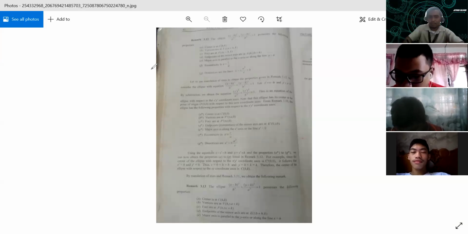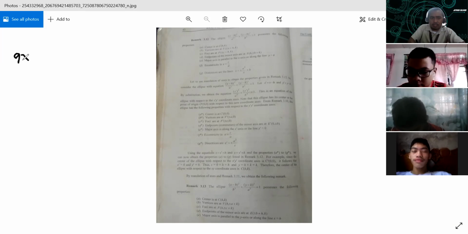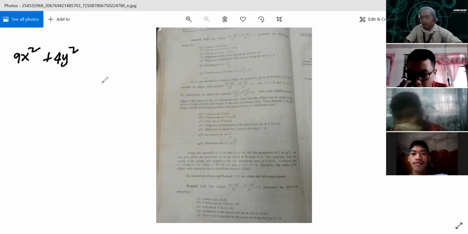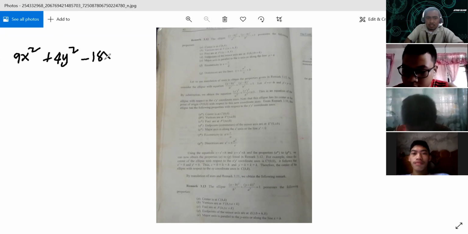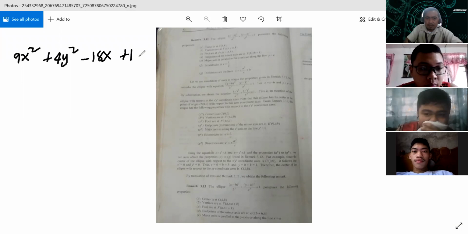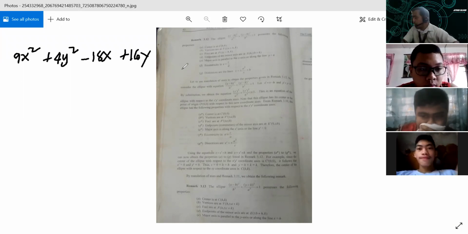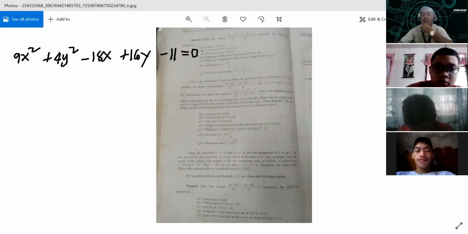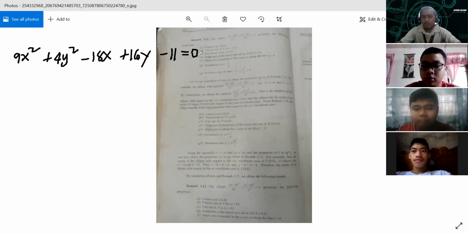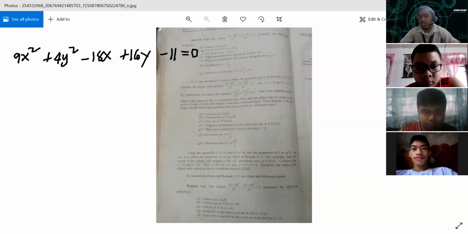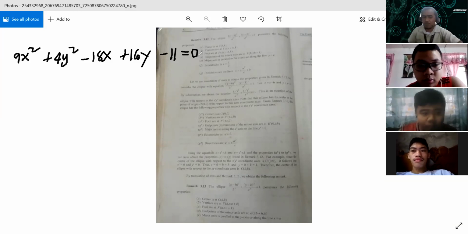Good, this one. How about you are given 9x squared plus 4y squared minus 18x plus 16y minus 11 equal to 0. And you are asked to kindly sketch the graph of this function. Or probably not a function, but a relation, because it is not a function anymore.